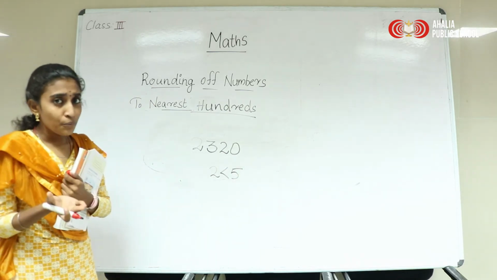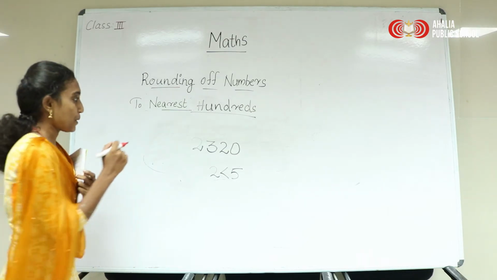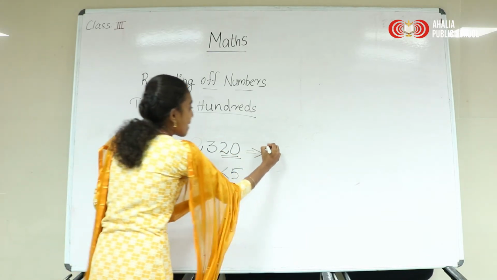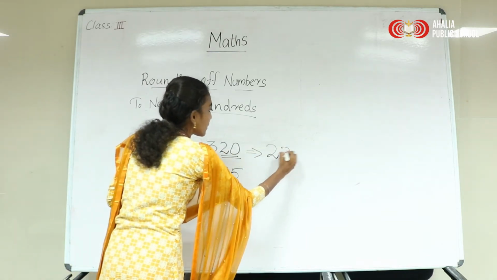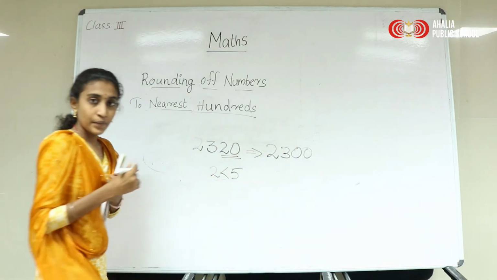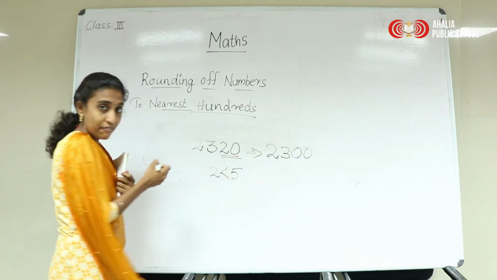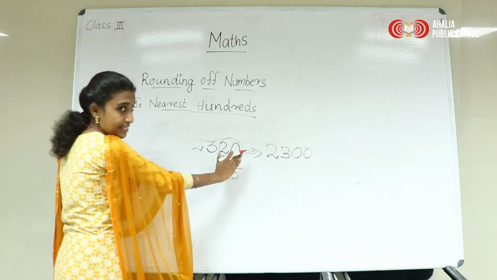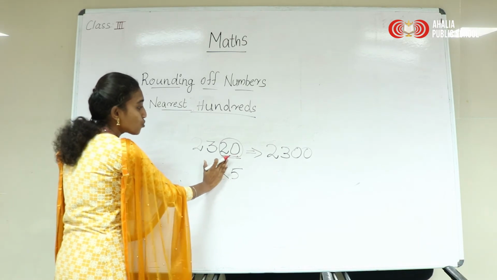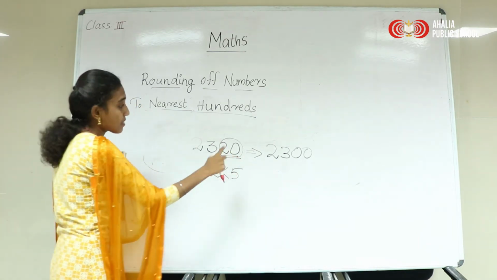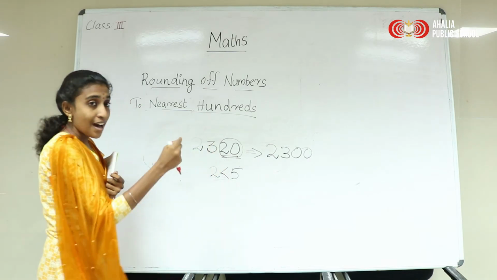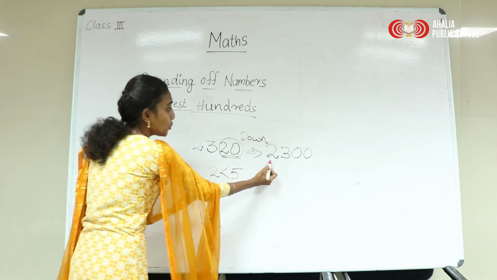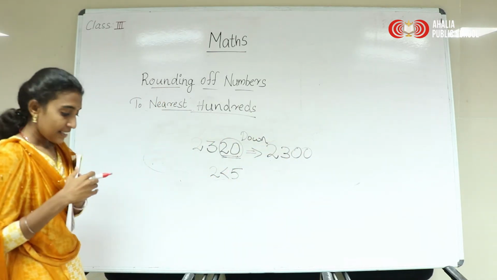So what we will do? We will neglect this number. That is, we will neglect this portion from this number and we will round this to what? 300. Okay, so 2 is less than 5. So we will subtract this 2 and the next number. What is this? 20. We are subtracting this 20 and we are rounding down the number. The answer is 2300.